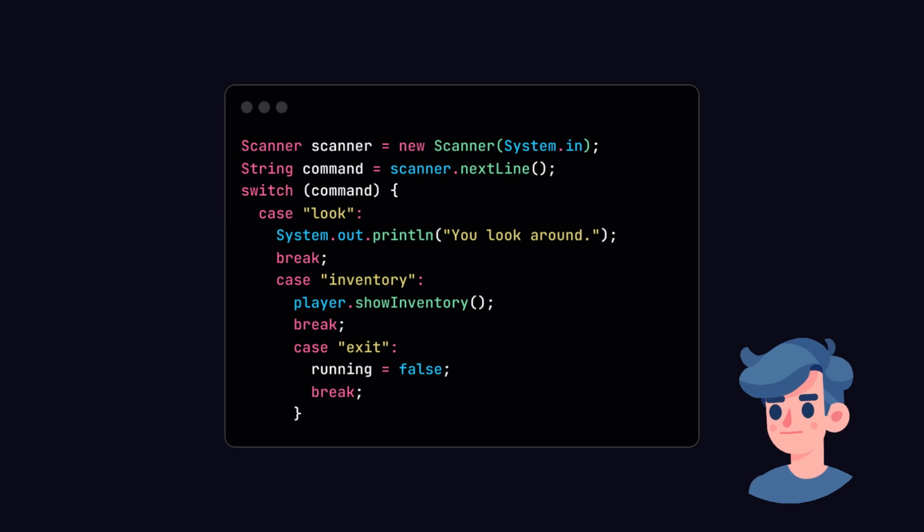In our game loop, we need to implement player interaction. For simplicity, we can use console input to get commands. Let's utilize the scanner class to read user input.